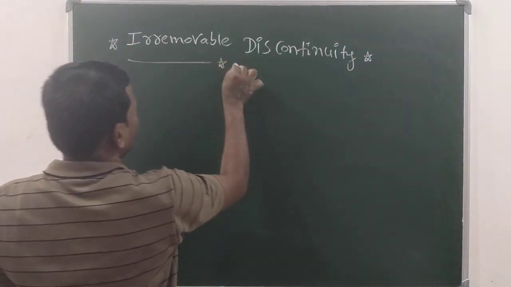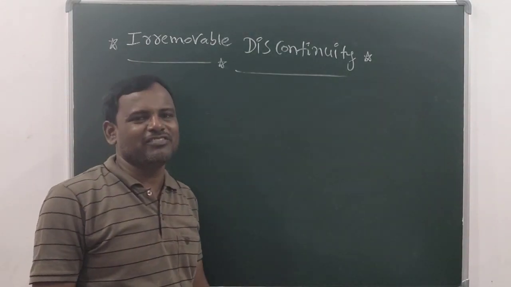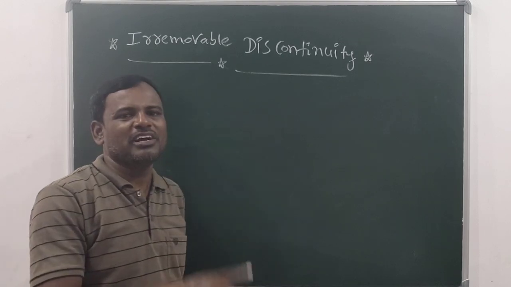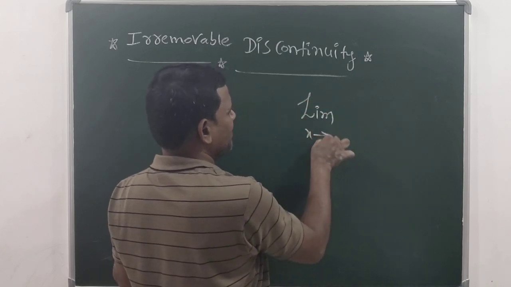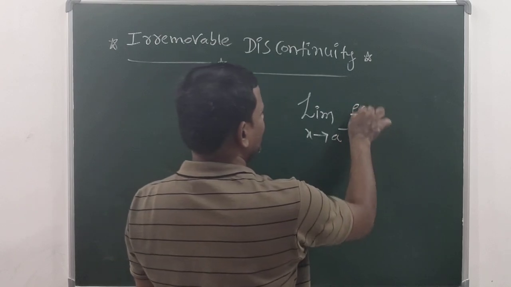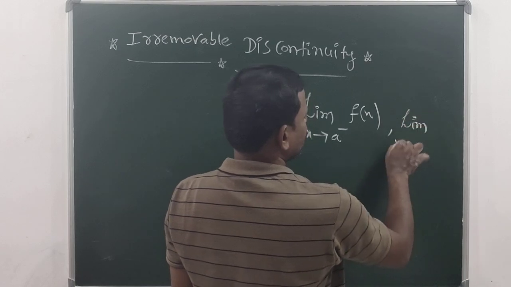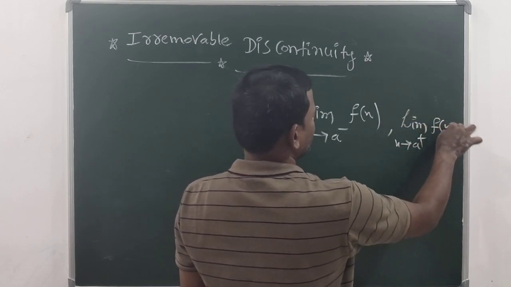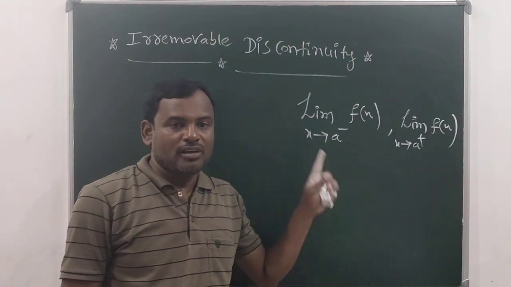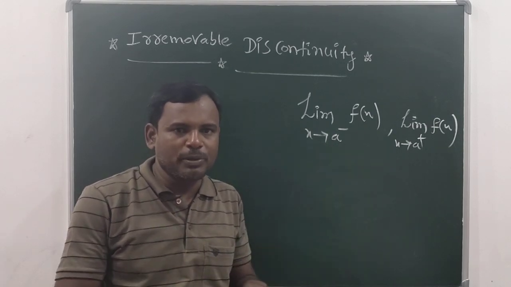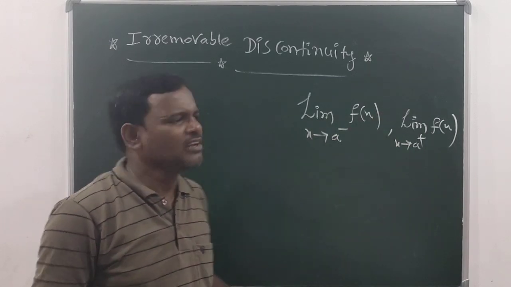In this irremovable discontinuity, there is no need to find the value of the function. Just evaluate the left hand limit and the right hand limit. Here a can be any real number. Both you have to evaluate: limit x approaches a minus f of x and limit x approaches a plus f of x. Not required to find the value of the function, just evaluate the left hand limit and right hand limit.